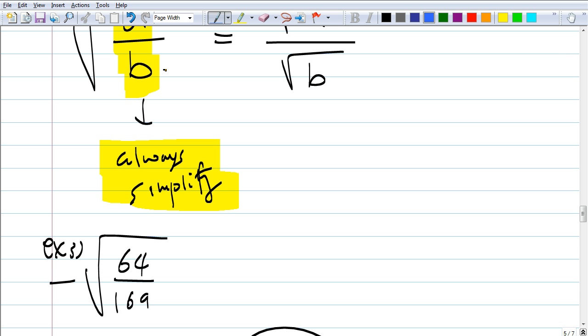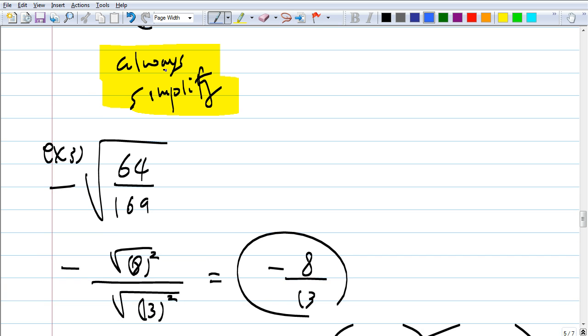Are they both perfect squares? Yeah, the numerator and the denominator are both perfect squares. Very good. And if you didn't see that, you could do a factor tree, right? And you will see. So yes, 64 is a perfect square of what number? 8. What about 169? Yes, 13.